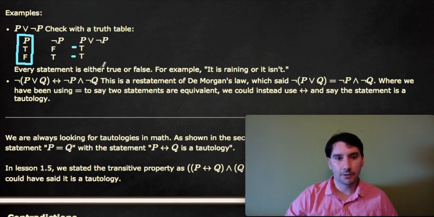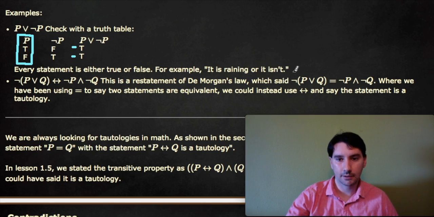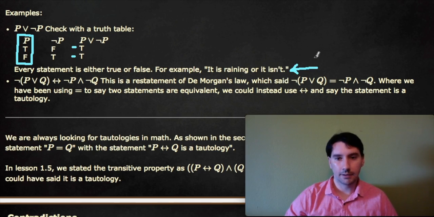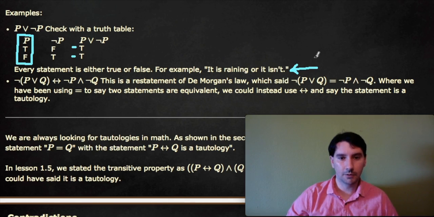An English example of a statement with this structure would be something like "it is raining or it isn't," which is what I've written right here. And either it is raining, which means it's true, or it isn't raining, which means it's true. So it's just a statement which is always true. Seems kind of funny or trivial almost, but these are actually really important to math. So let's look at another example.